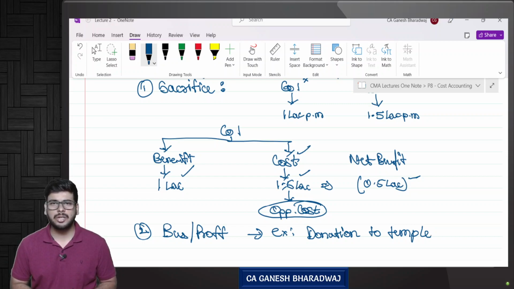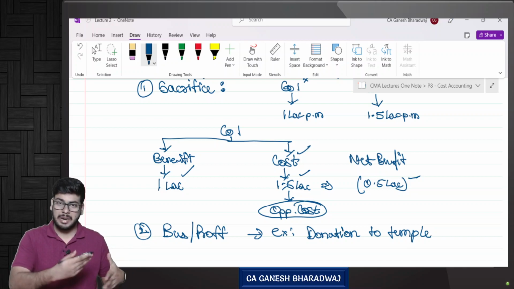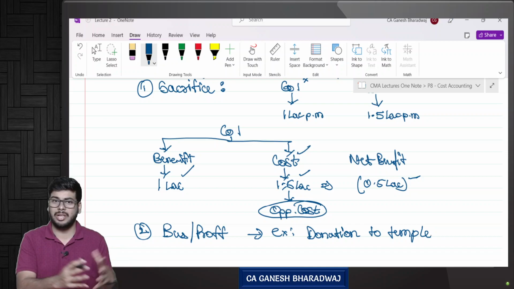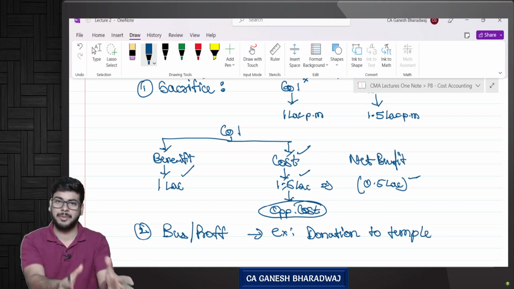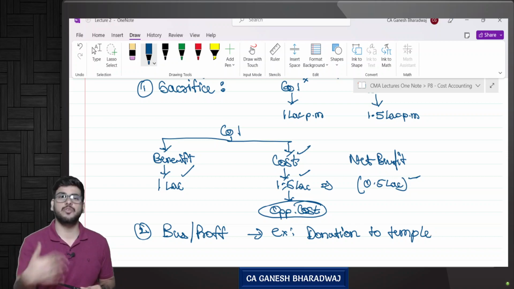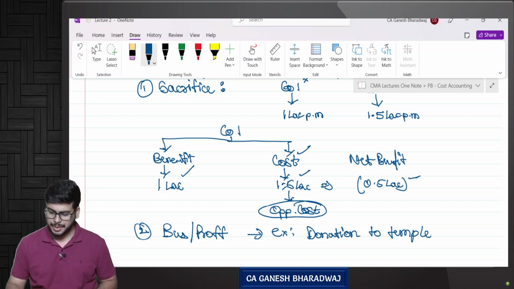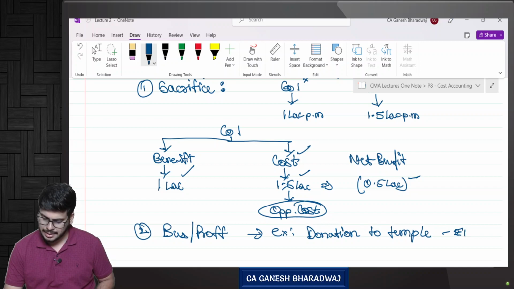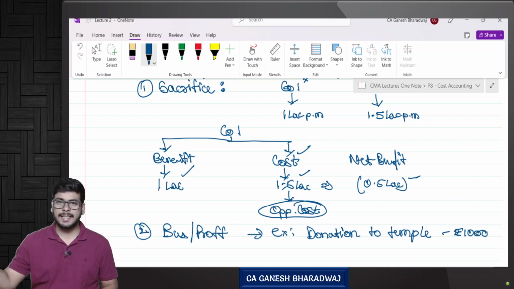Now, can this be called a cost? No. Why? Because this is not relating to their business. So basically, material costs, labor costs, and all these things that you incur for the purpose of your business activity, that can be treated as cost. Just because you made a sacrifice, this 1000 rupees they paid to a temple. Was that a sacrifice?